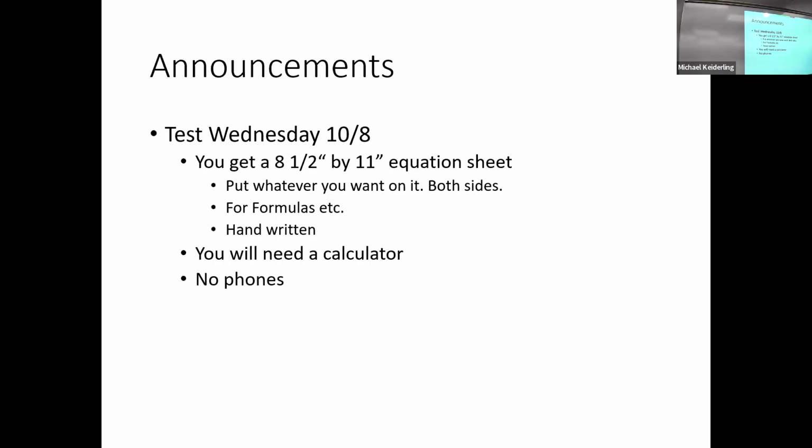So I'm gonna get started because I want to make sure we get through everything. The test will be on Wednesday, the 8th. I will provide constants, but for a formula sheet, you get a sheet of paper that you can write whatever you want on. Single sheet of paper, double-sided. Should be preferably handwritten. You will need a calculator. I will have calculators I can loan out. You cannot use a phone.